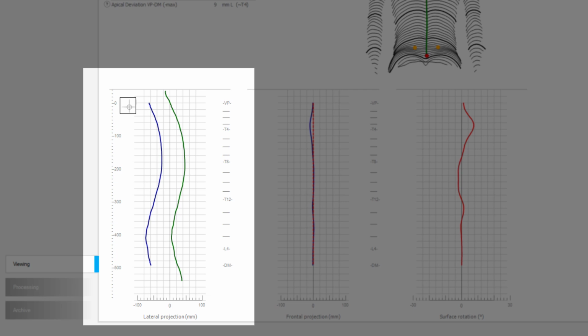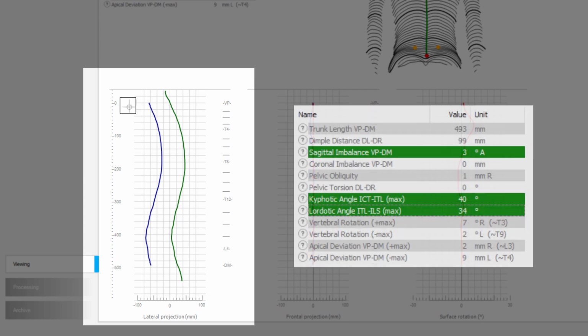The zero line represents the vertical plumb line in the lateral view under VP. From the clinical point of view, the relevance lies mainly with the green line, since the sagittal parameters in the table are derived from it. Kyphosis and lordosis angles are derived from the inflection points, the trunk inclination from the surface points VP and DM. In addition, the green line with VP offers an absolute 0 point as a reference.